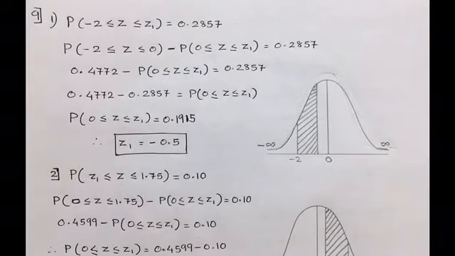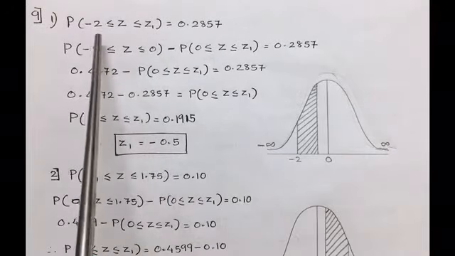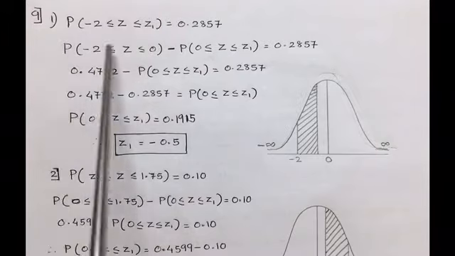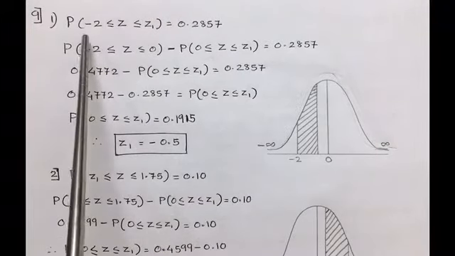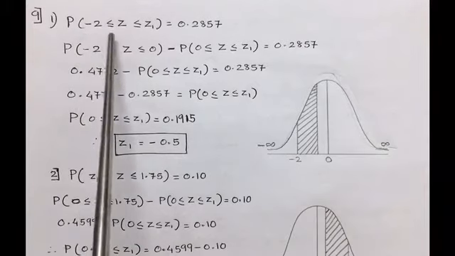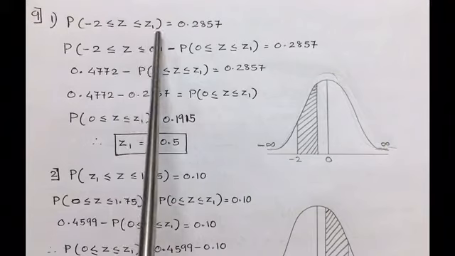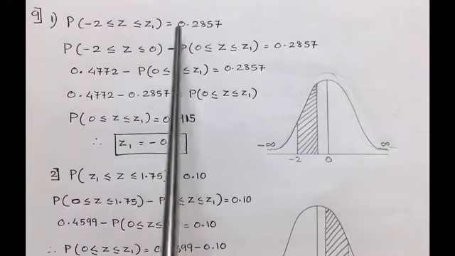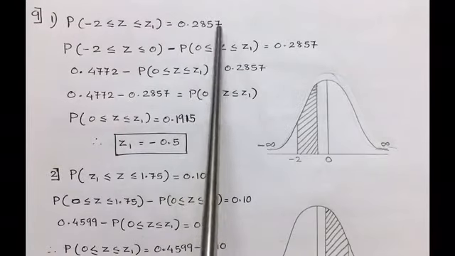We need to calculate here the value of Z1 so that the conditions are being satisfied. The first condition given is probability of -2 less than or equal to Z less than or equal to Z1 is equal to 0.2857.